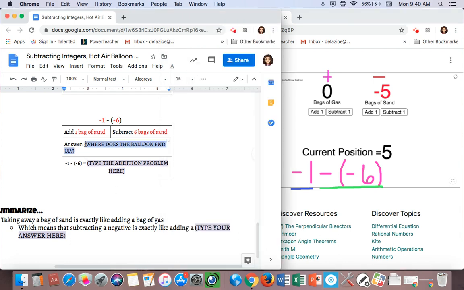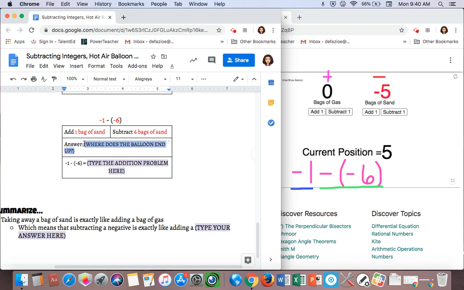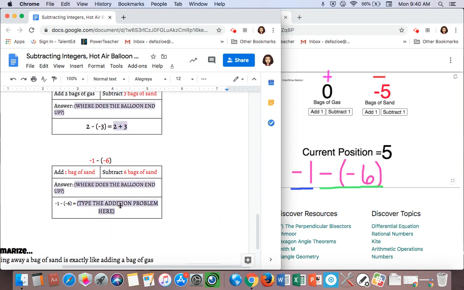So answer, where does your hot air balloon end up? If we look, current position is 5. So my answer here is going to be 5. Where does the hot air balloon end up? It is positive 5. So that, again, should be going right here. And this bottom part here, negative 1 minus negative 6, and I said type the addition problem here. We're going to do that together.